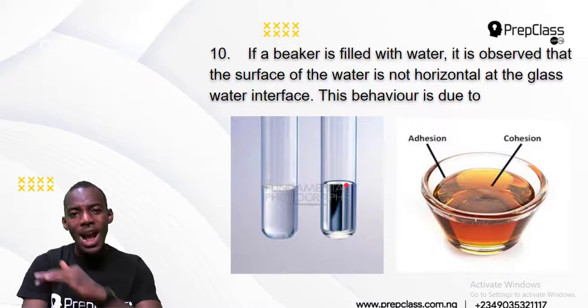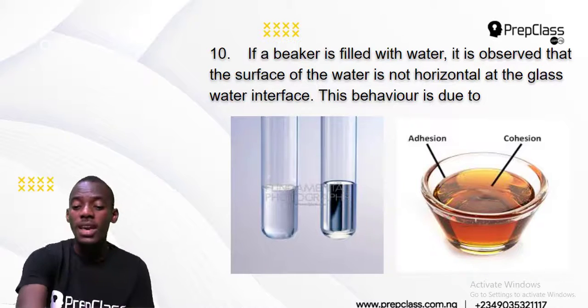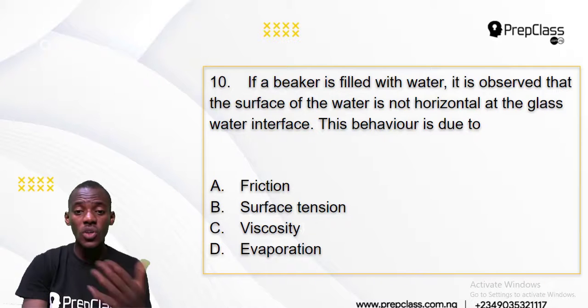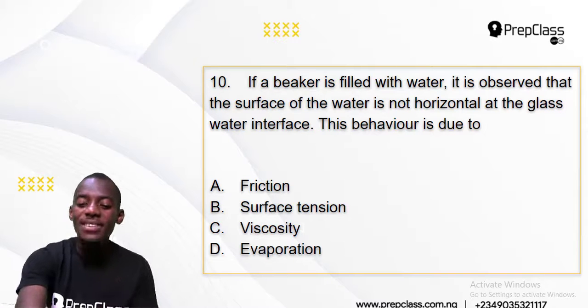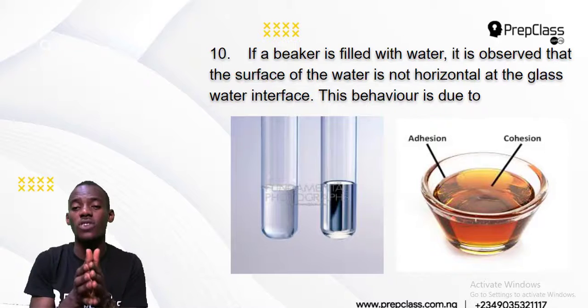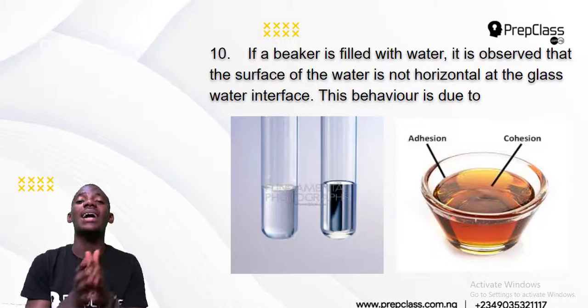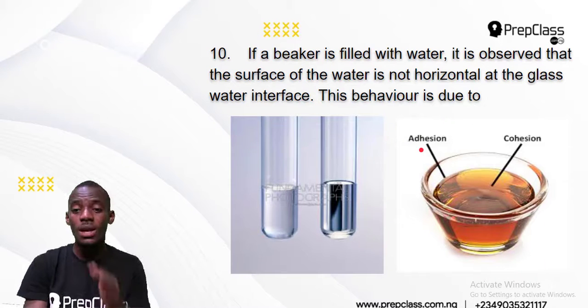Why is that so? Why is it not a straight meniscus? The reason is because of a phenomenon called what? Do you think it is friction, surface tension, viscosity, or evaporation? The answer, you are correct, is surface tension. Why is that so? Because there is an attraction force between water and glass, and that is called an adhesion force. So it has greater adhesion than cohesion.